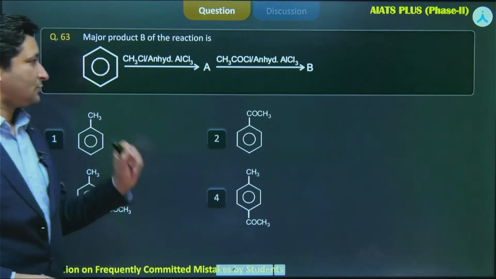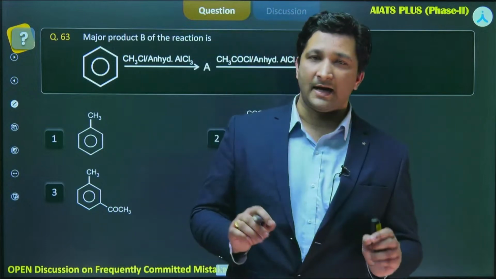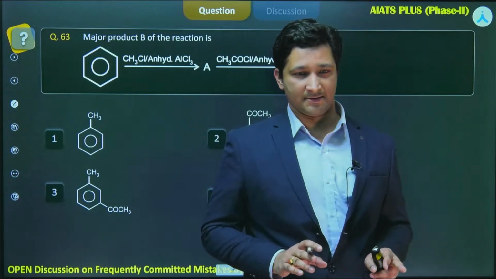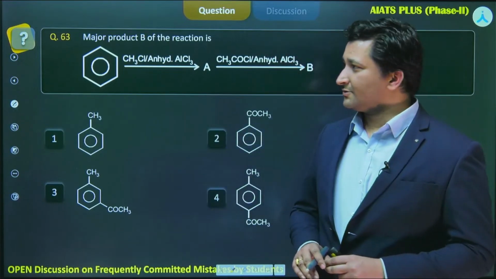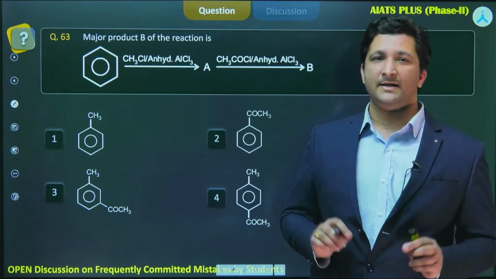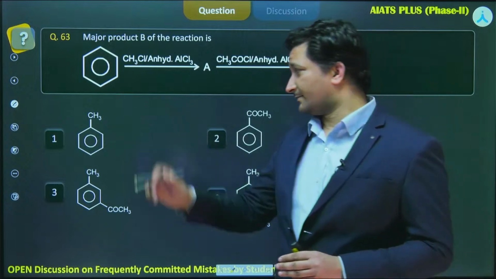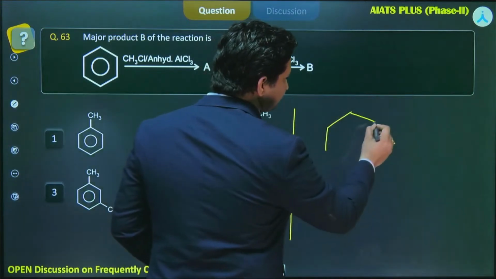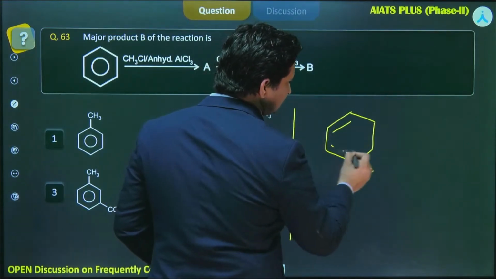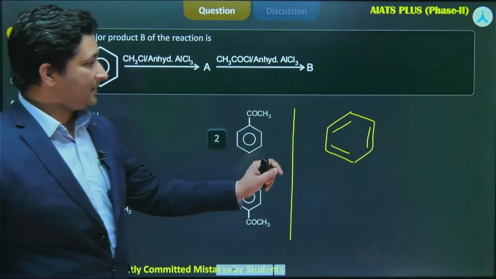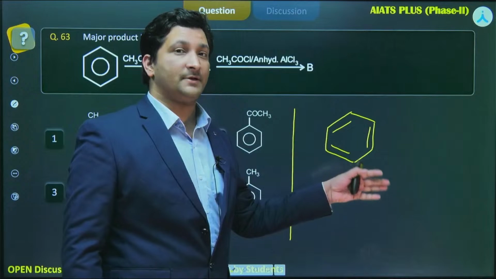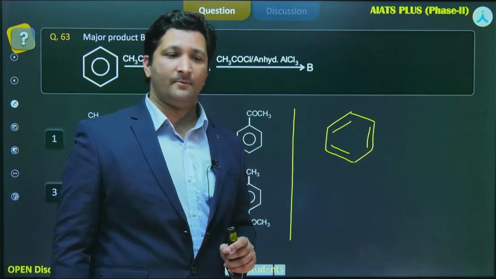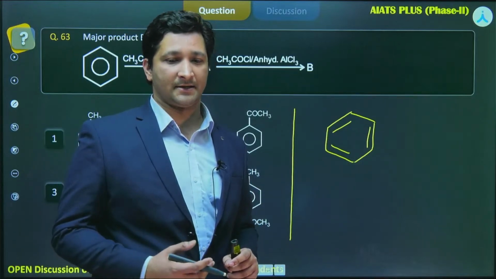Is this clear? One thing we have to understand about benzene or aromatic compounds is that they do not undergo addition reactions under normal conditions. Aromatic compounds are very stable, and if I draw benzene here, you can see that under normal conditions, if it undergoes addition, it will lose its aromaticity and become less stable. Therefore, aromatic compounds do not undergo addition reactions easily.